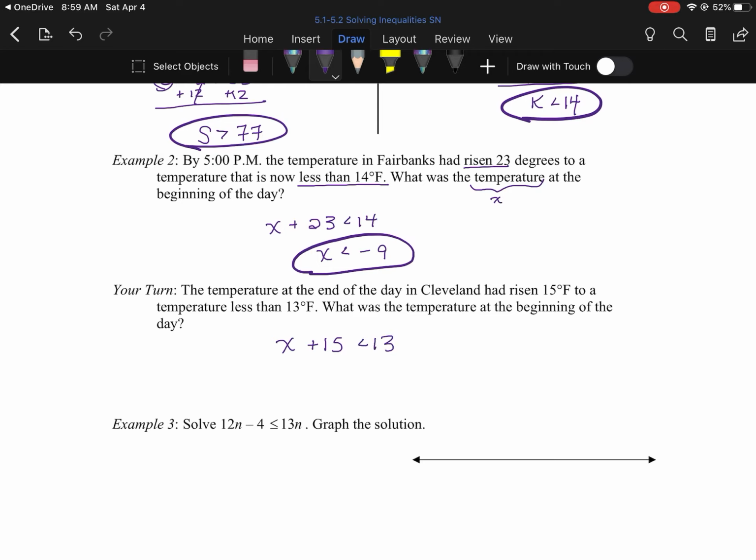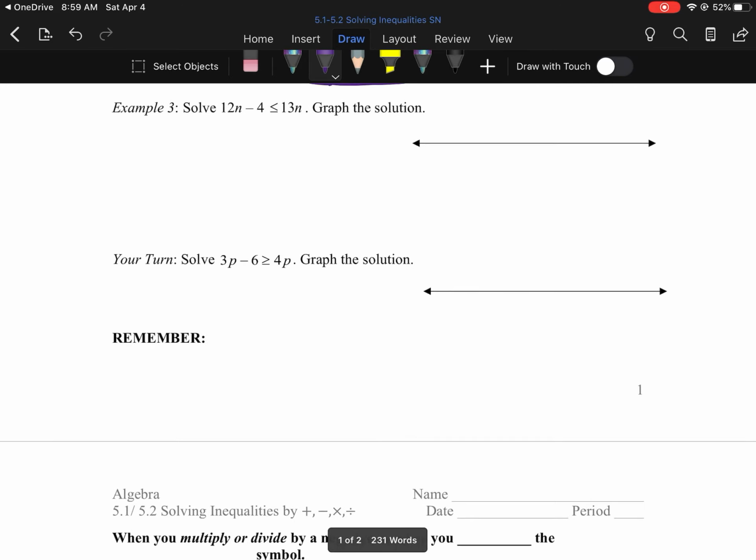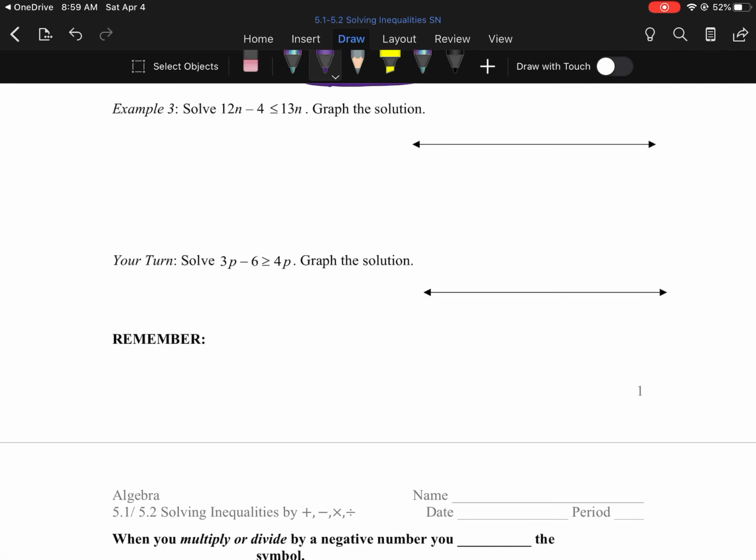So in this problem, we have x plus 15 is less than 13 if you go and read through the problem. So when we subtract 15 from both sides, we get x is less than negative 2. All right, so there's two very short story problems just to show you that it's really no different than the others. For example 3 now, it says solve 12n minus 4 is less than or equal to 13n.